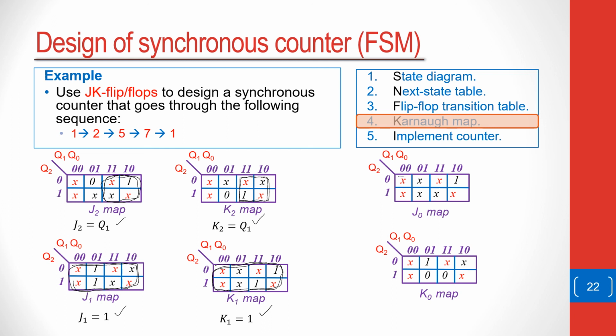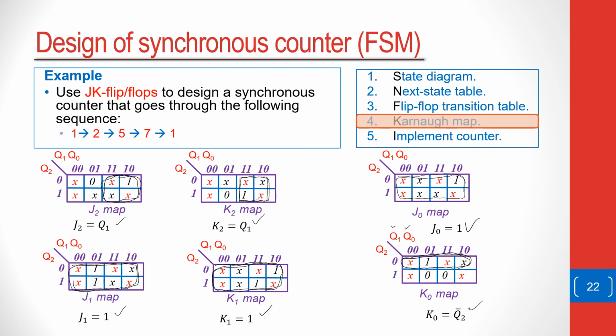We look at J0. With J0, we can also similarly do a very large group, which means J0 will simply be equal to 1. With K0, on the other hand, because there are zeros here, the largest group that we can make is that. And with that group, we see that both Q1 and Q0 change, so they are eliminated, but we are left with Q2, which is 0, which means K0 is just Q2 low. And so K0 simply becomes Q2 bar.